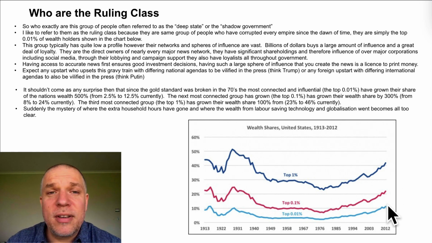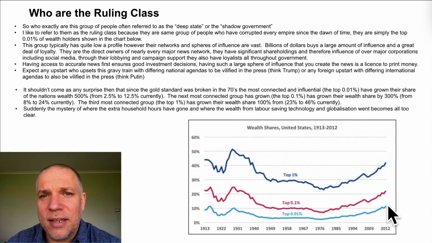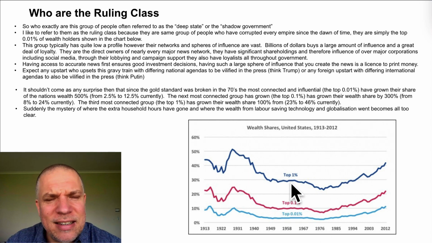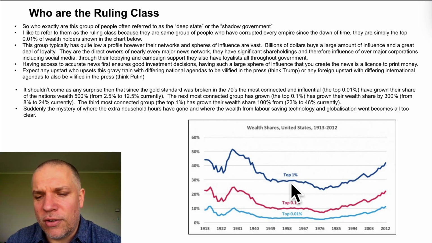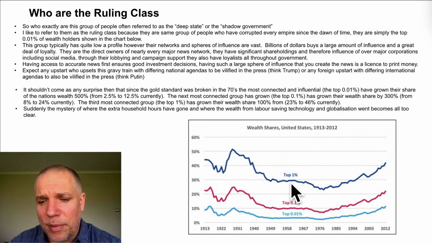And as you walk down the wealth pyramid, the top 0.1% and the top 1%, they've grown their wealth too, but they're less connected and they're really sort of riding the coattails of these guys. They're benefiting from all that debt and pushing up asset prices. And they get some inside track as well, but not as much as these connected billionaires.